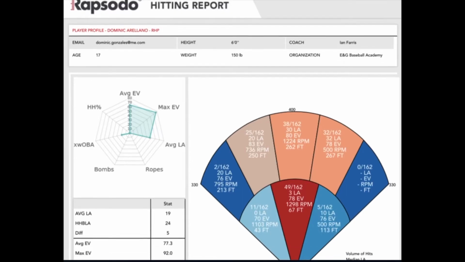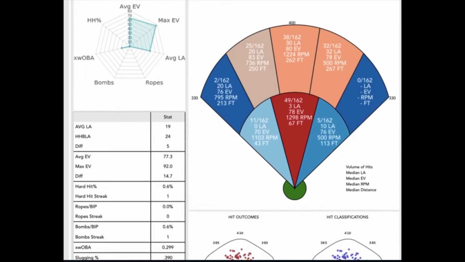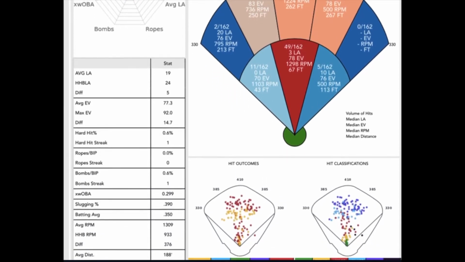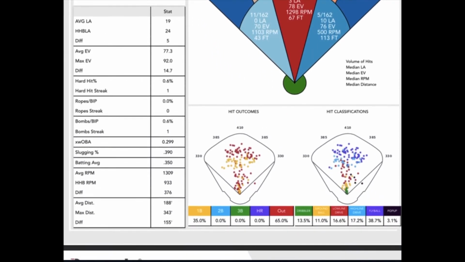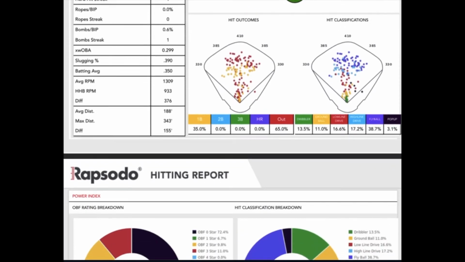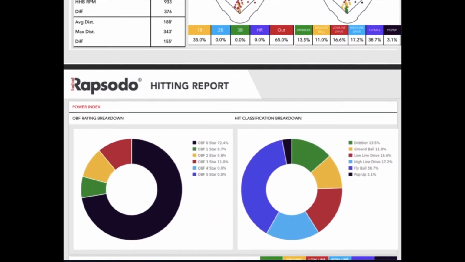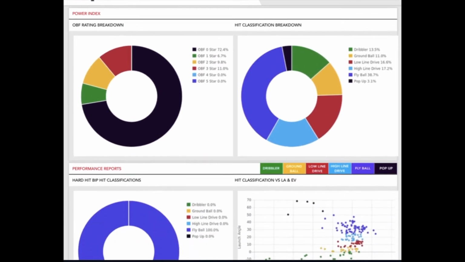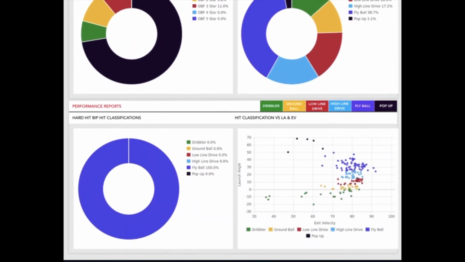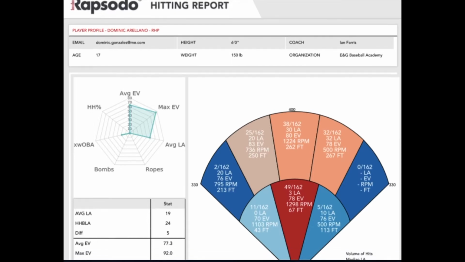The next section in our breakdown video is our Rapsodo hitting report. This shows us the batted ball data of all of our hitter swings that we've measured in our gym. This is broken down by all of the stats, including average launch angle, average and max exit velocity, and hard hit percentage.